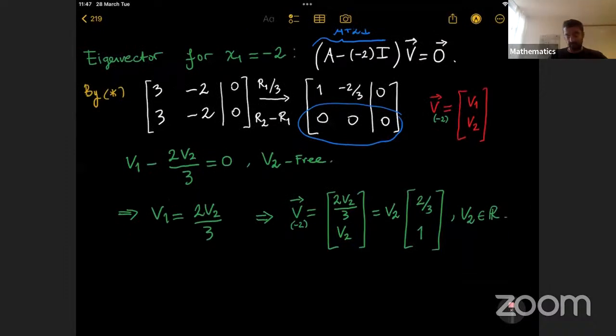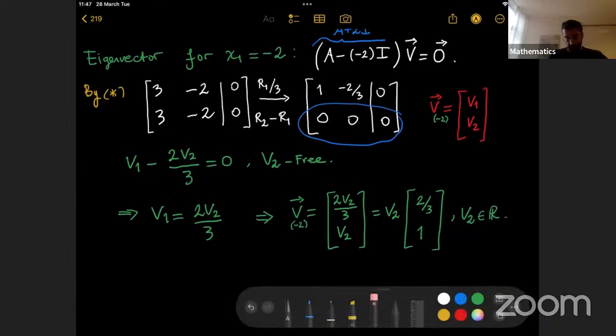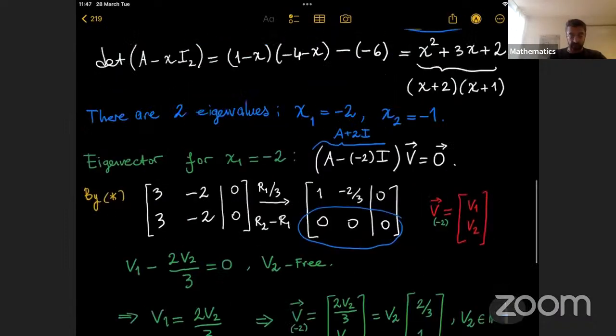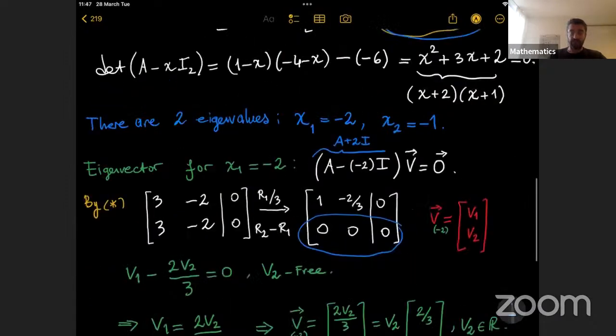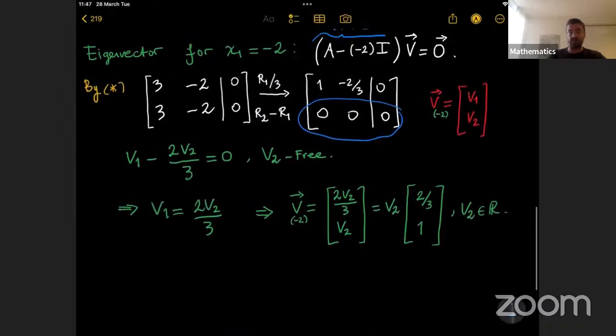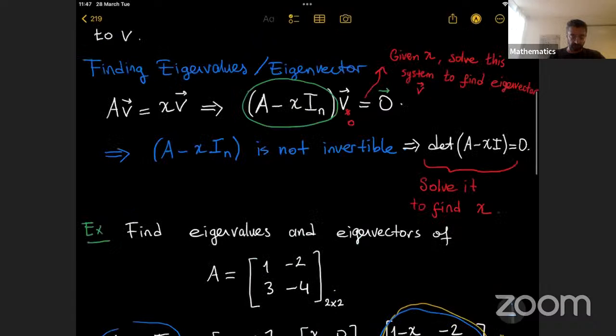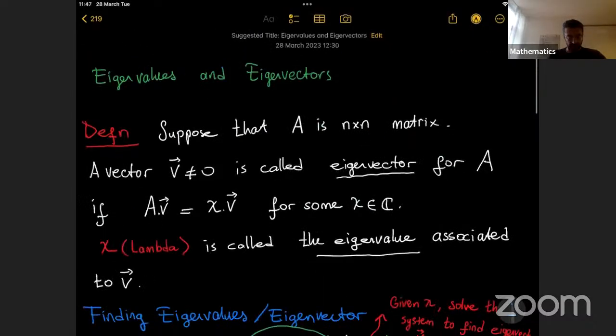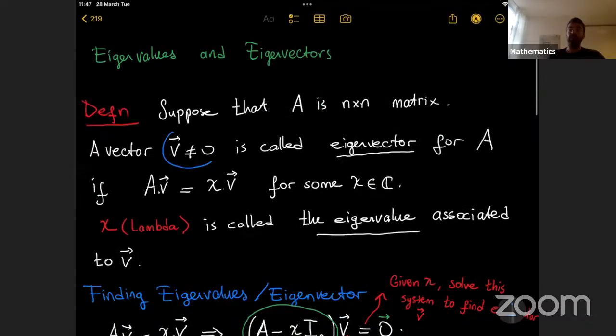Well, the thing is, maybe I should say, in principle, it can be zero, but here, an eigenvector cannot be a zero vector. If V2 is zero, it becomes a zero vector. That's why maybe we should say here, it's not zero, right? Otherwise, it's not an eigenvector, right? Because an eigenvector is a non-zero vector, okay?